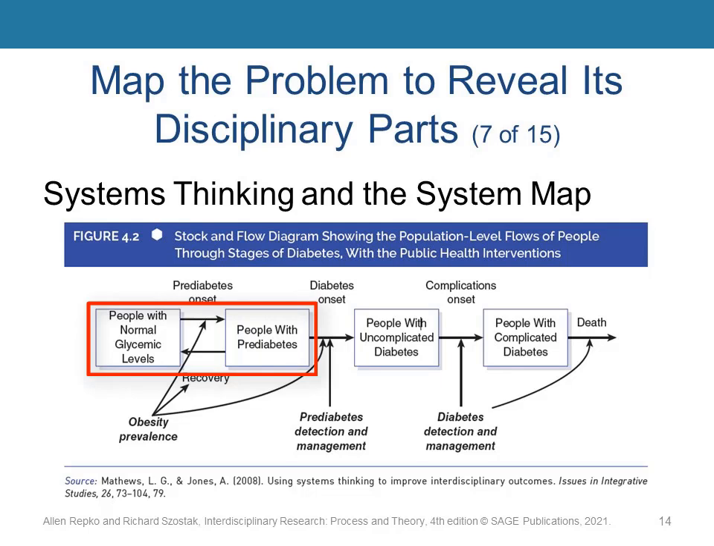The first stock of people can become people with pre-diabetes and vice versa. This back and forth relationship is depicted by the two arrows moving in opposite directions between the first two boxes on the left. Between the second and third boxes, we can see an arrow moving only to the right, meaning once people develop diabetes, they cannot return to the pre-diabetes stock or state.